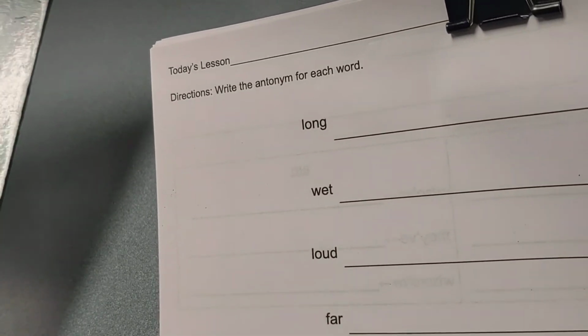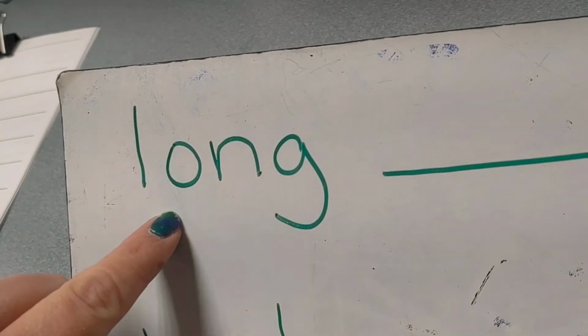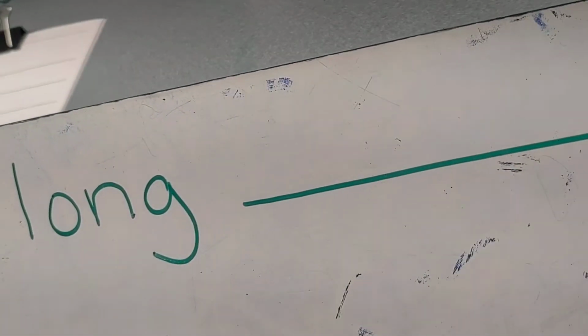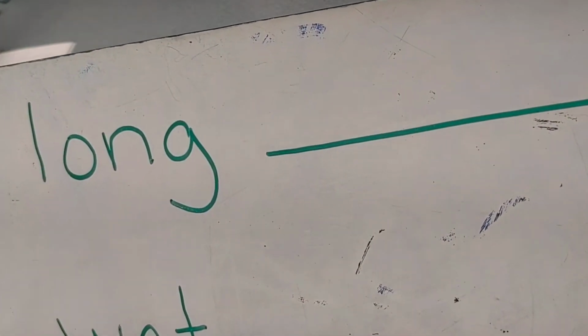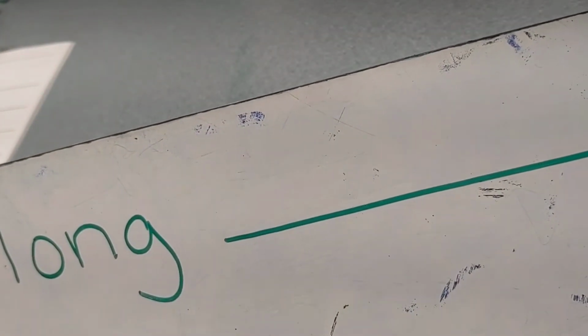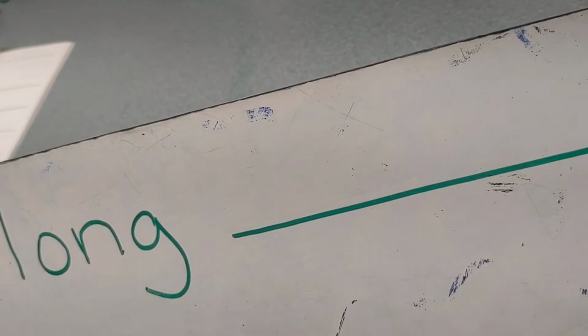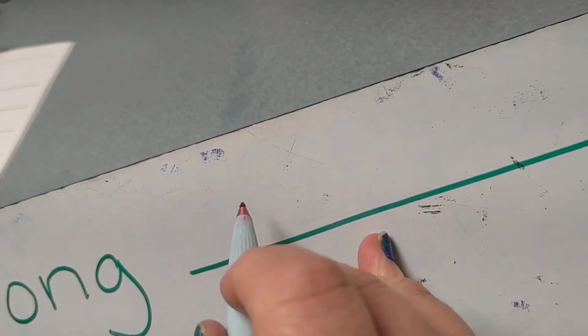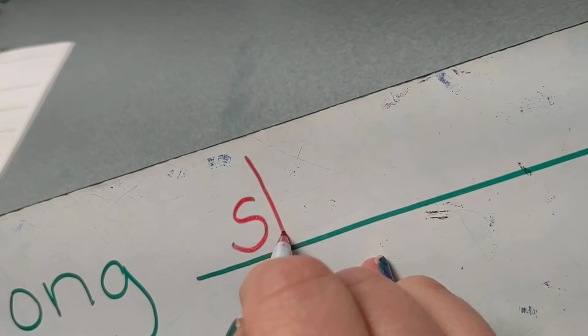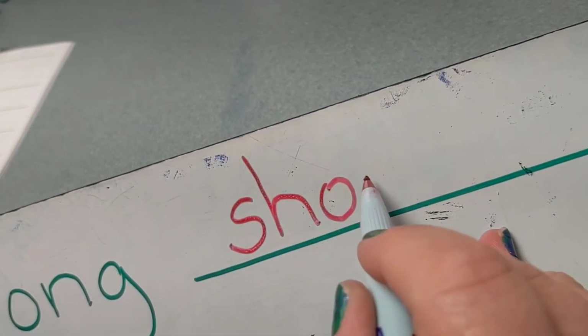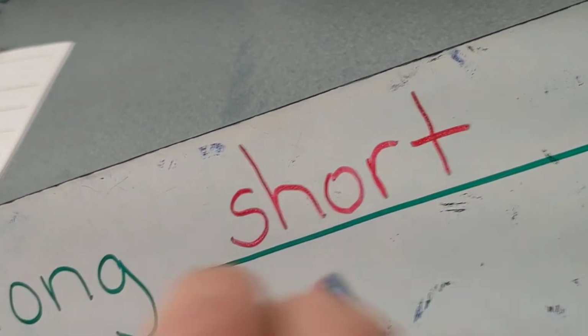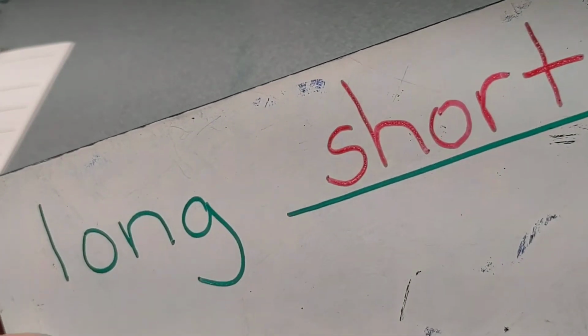Okay, so I am going to go over the first 3 of our worksheet on the back that looks like that. So I have this word and a line next to it. The word is long. So think of the opposite for long. What is the opposite of long? Short would be a good choice. So short is the antonym of long.